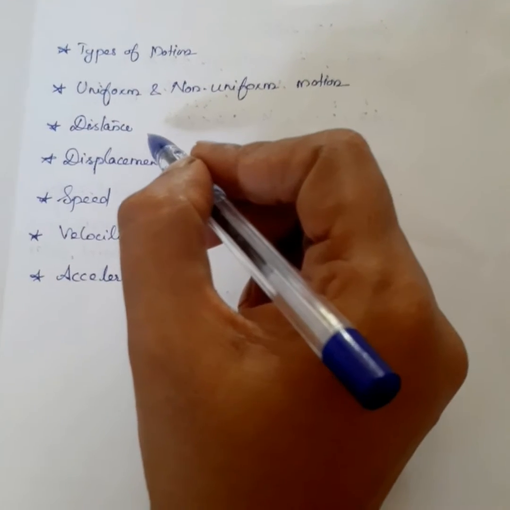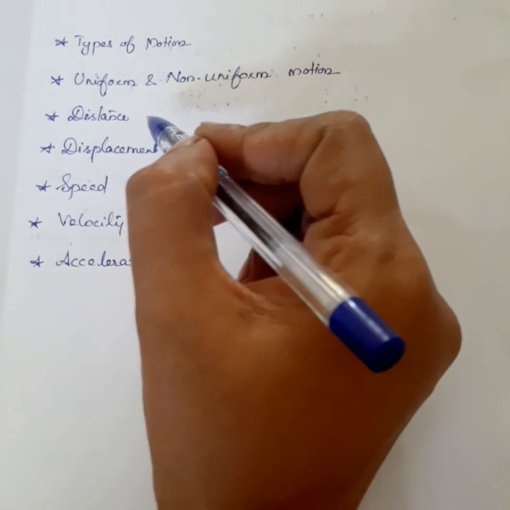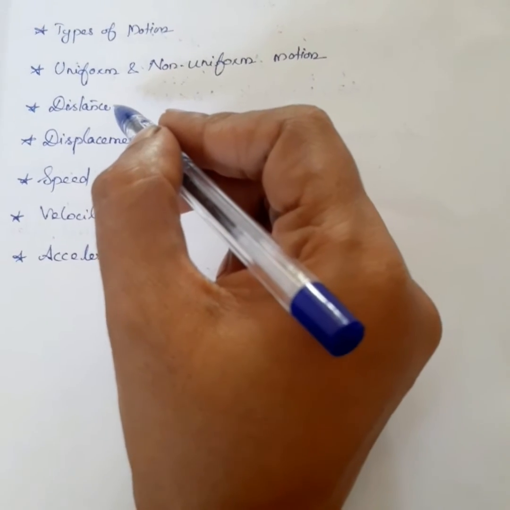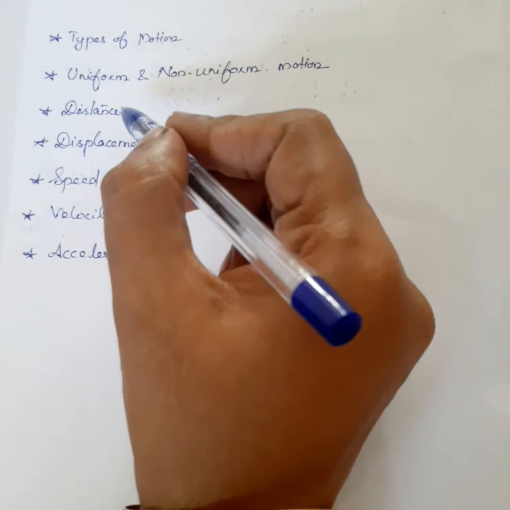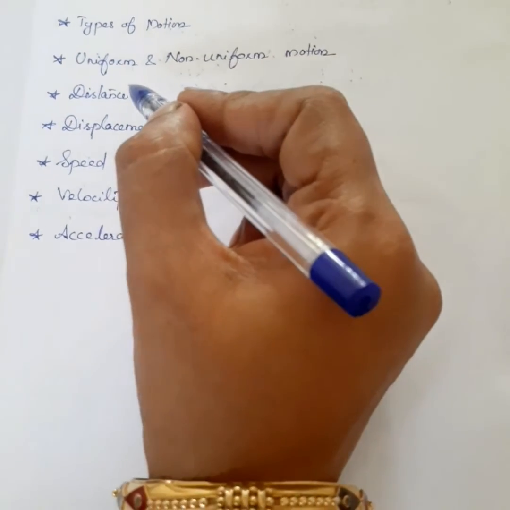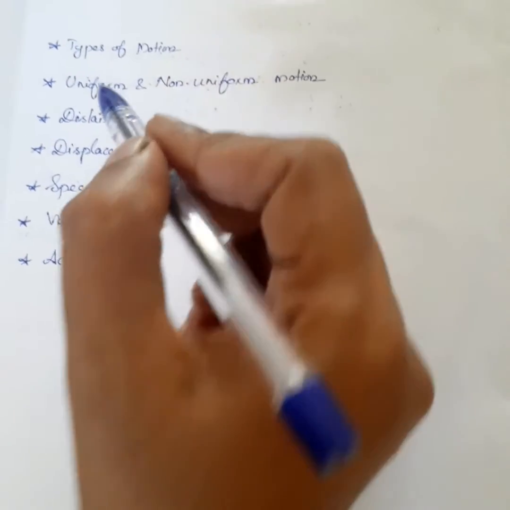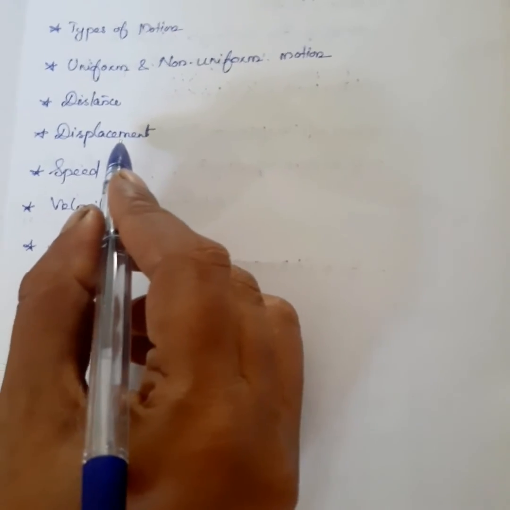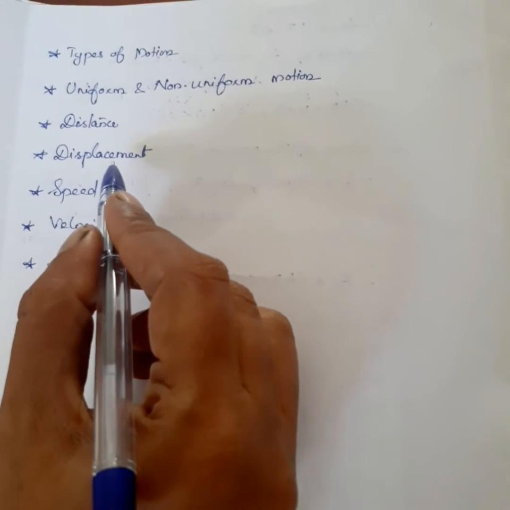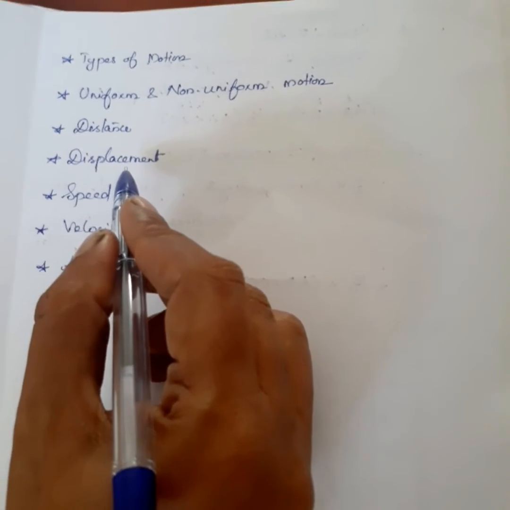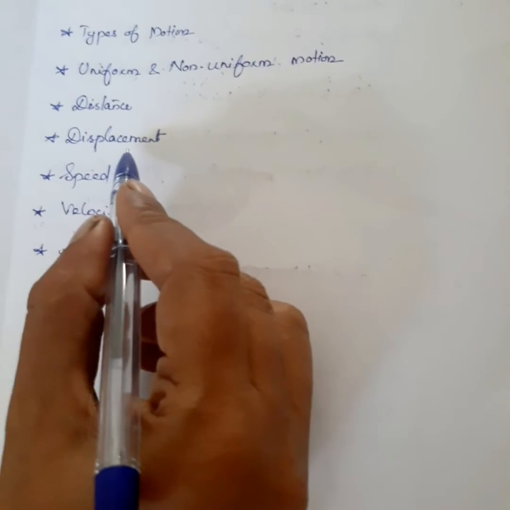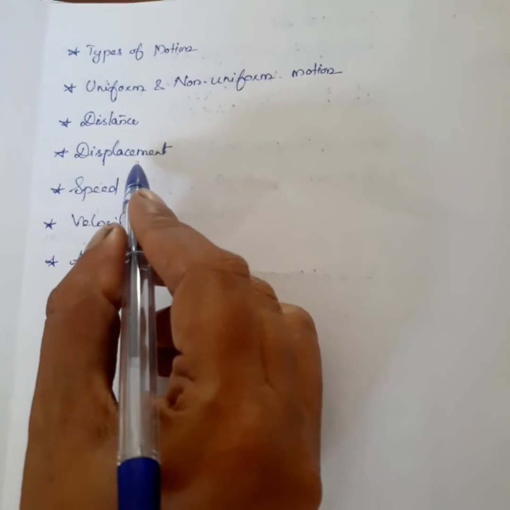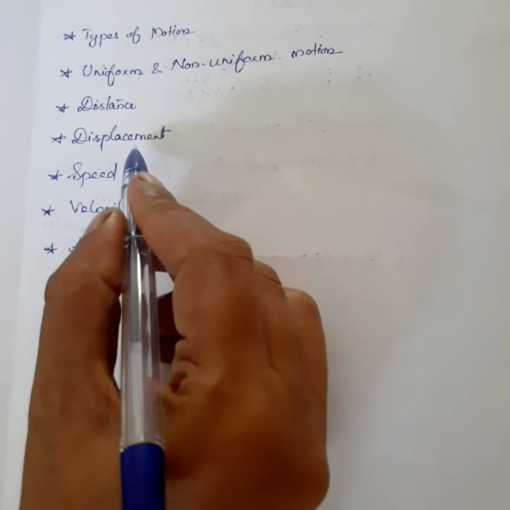Next, distance. The actual length of the path traveled by a moving body is called distance. It is measured in meters. It is a scalar quantity. It has magnitude. And displacement is defined as the change in position of a moving body in a particular direction. It is a vector quantity, having both magnitude and direction. It is also measured in meters.